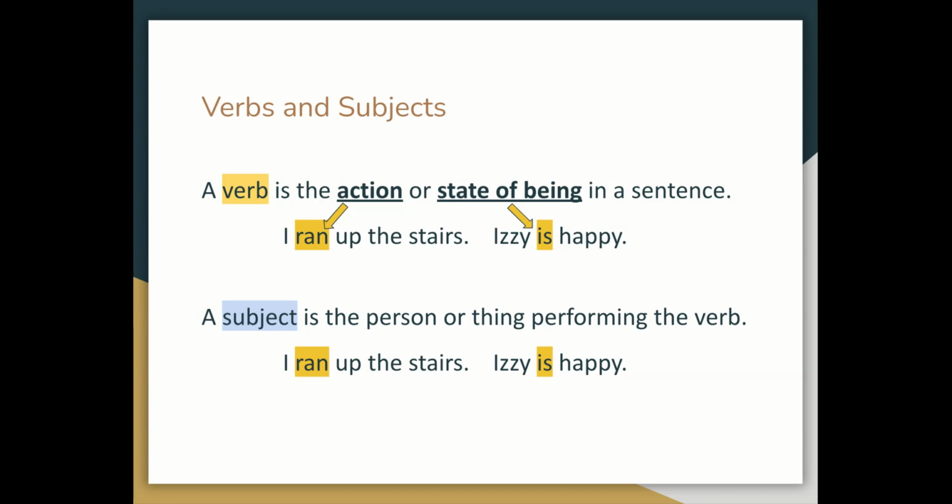Well, if the subject is the person or thing performing the verb, who or what is performing the running? Who ran up the stairs? I did. Same with Izzy is happy. Well, who is being happy? Izzy is. So our subject is that person, or in other examples, that thing doing the verb or being in that state. And you'll notice it usually falls right in front or really gosh darn close to it. And we'll see some examples of that. So that's why we find our verbs first. So our verbs are either an action or a state of being. And the subject is the person or thing doing that verb.